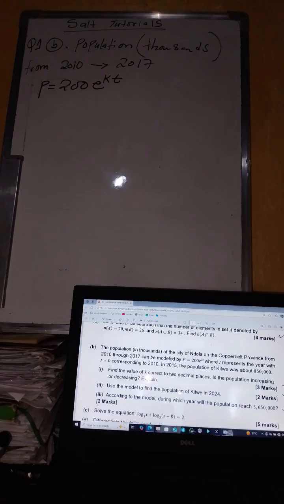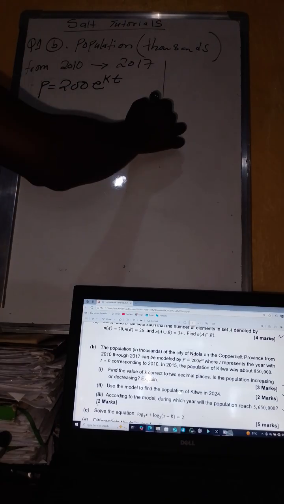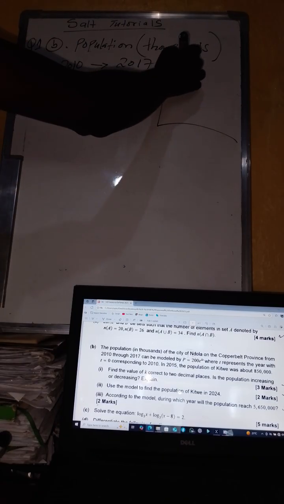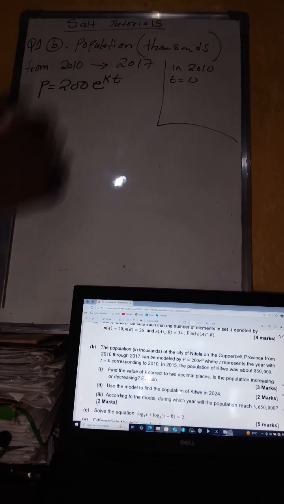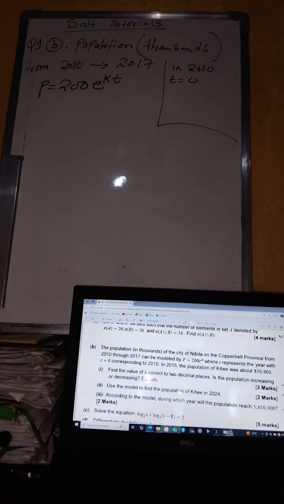And the question says where t represents the years, with t equal to 0 corresponding to 2010. So what are we having here? In short, we're simply saying that in 2010, our t is equal to 0. That's what we know. And then there is something there which is trying to help us.